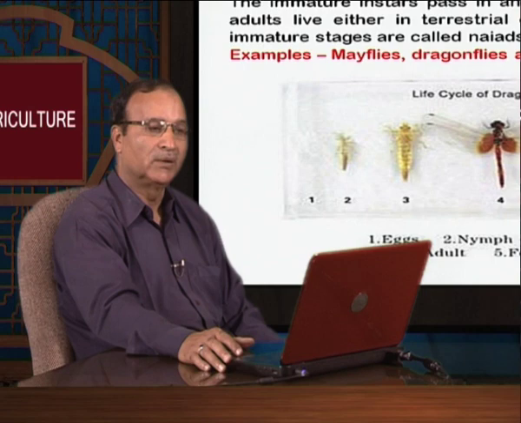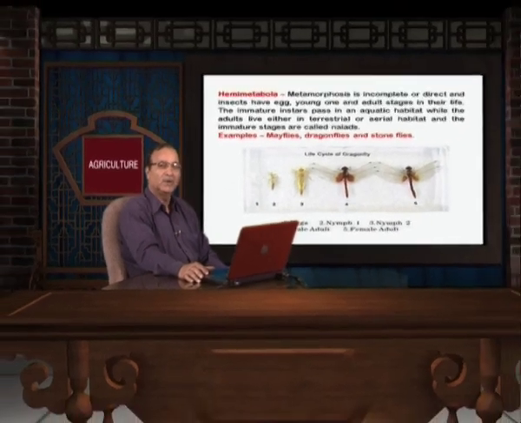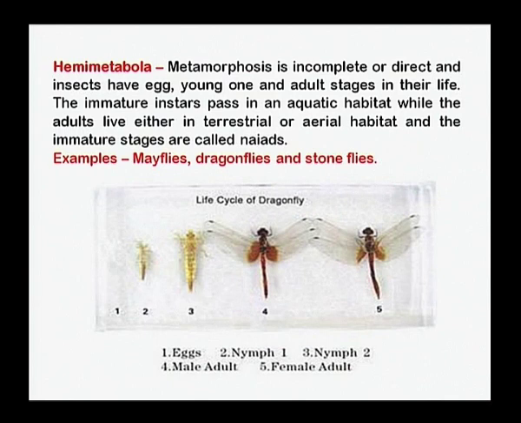With regard to the hemimetabolous, hemi means something is absent or something is missing. It means one stage of the life cycle is missing, and that is the pupal stage invariably, or the pupal stage is missing in most of the cases. And the life stages include the egg, young ones and adult stages. Out of these, one of the immature stages passes through the aquatic habitat, while the adults live in the aerial habitat or on the soil. And the examples are mayflies, dragonflies and stoneflies.